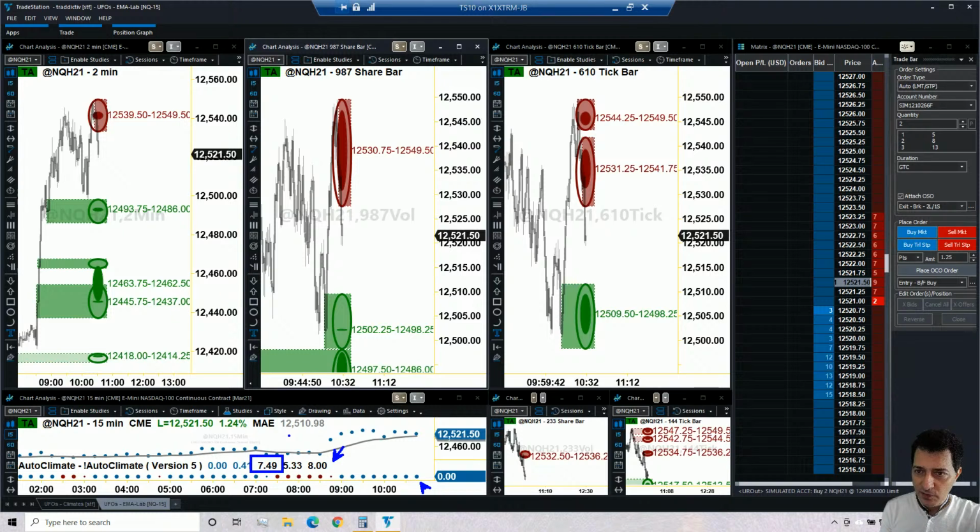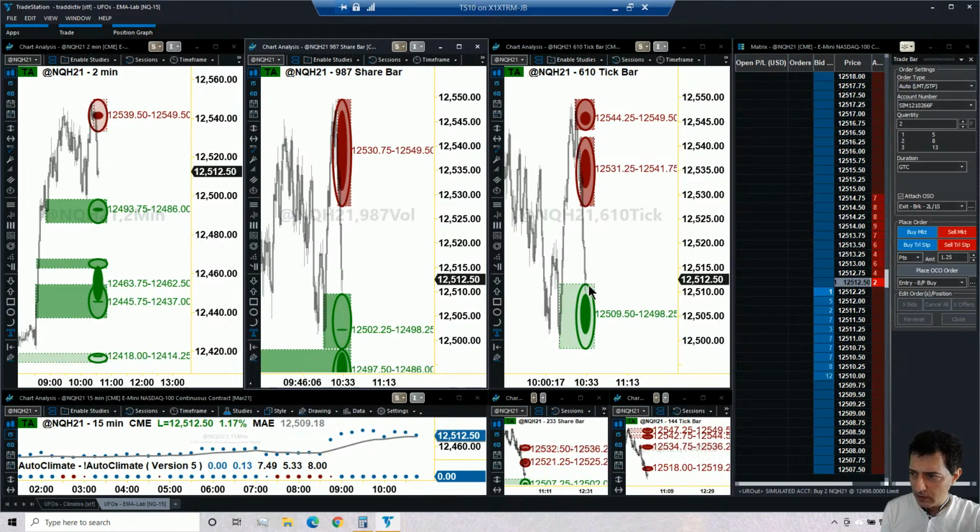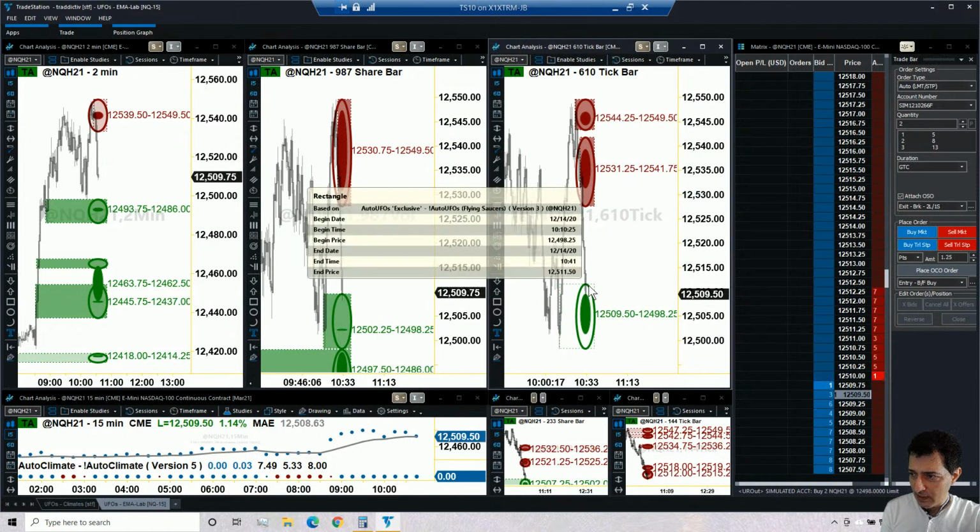And if we were to find a UFO located around 12,511, which is somewhere here, or somewhere here, okay? So that one may work, okay? And by the way, price just went there. So yeah, that was 511.5, okay? So now, problem, this trade is not to be taken, okay?